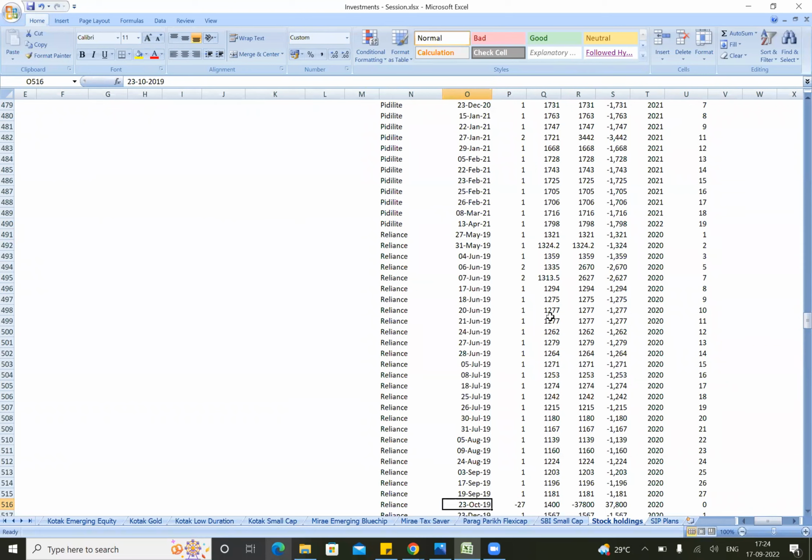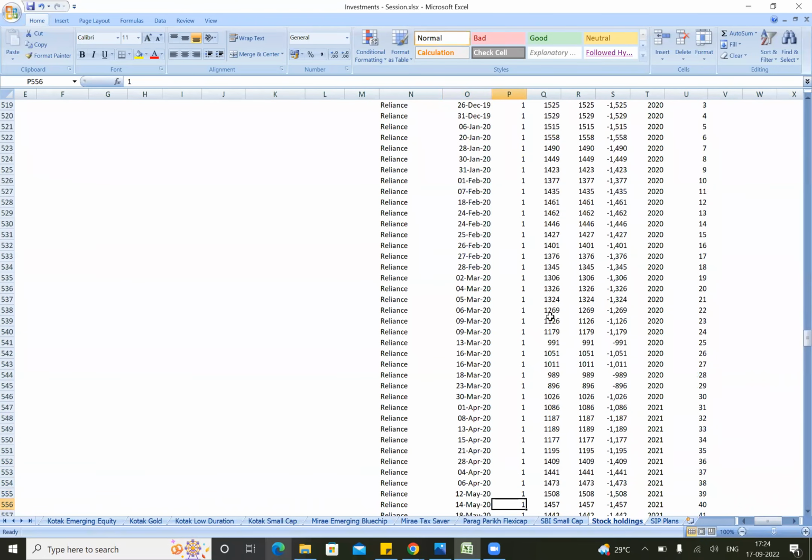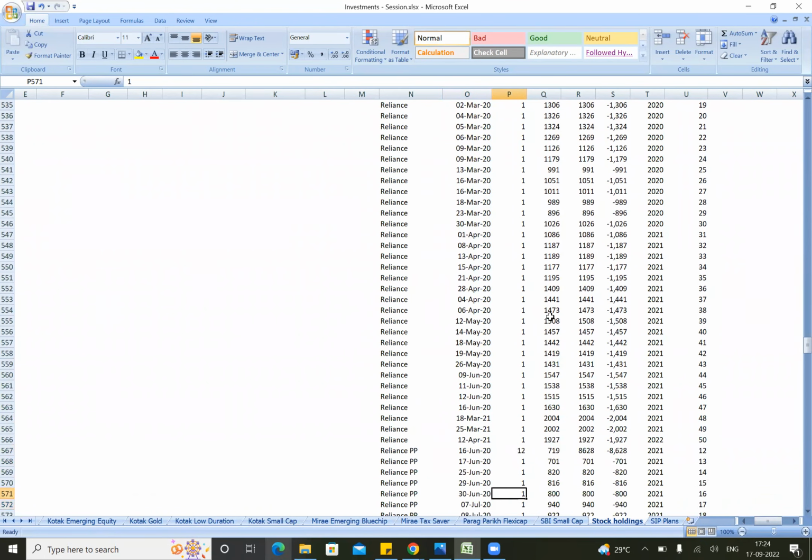And then on 23rd October, I sold off everything. I sold off the entire Reliance holdings, so it became 0 because it becomes minus 27. Then I started investing again in Reliance on 23rd December, again 1 share. And then now all these dates 1 share have been bought.